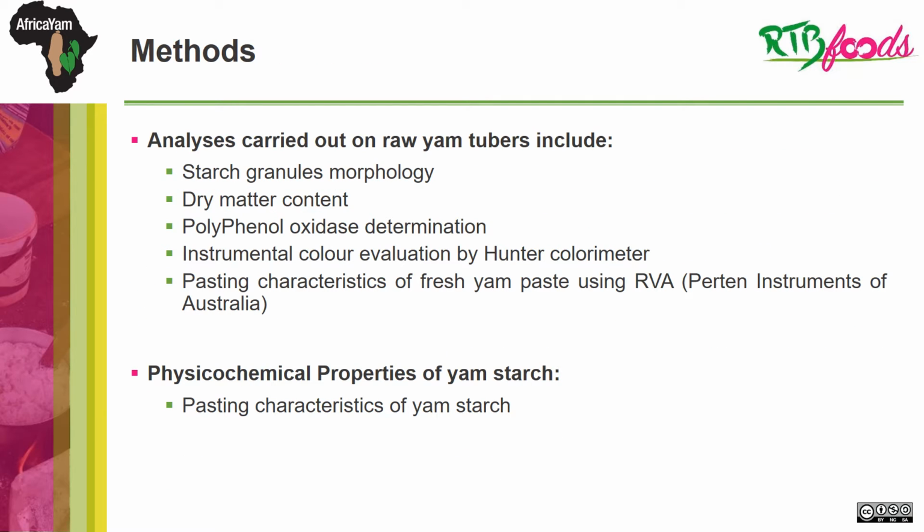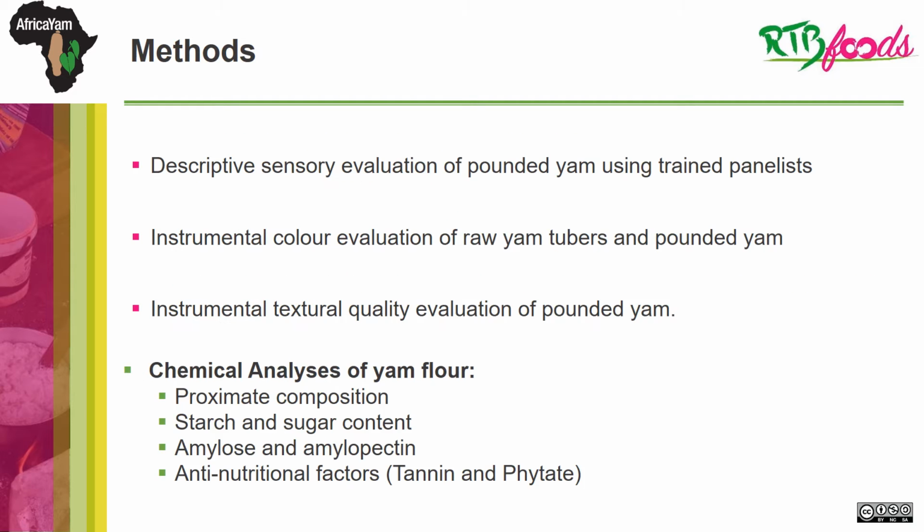Now, normally for the analysis that we do on raw yam tubers, immediately we start the analysis. We do the granule morphology of the starch, we determine the dry matter, we do polyphenol oxidase activity determination, we do instrumental color evaluation using a Hunter colorimeter, and then we do the pasting characteristics of the fresh yam paste. We also do pasting characteristics of the yam starch.